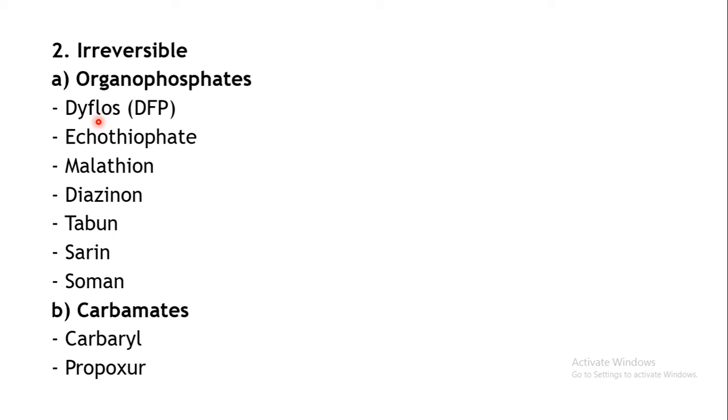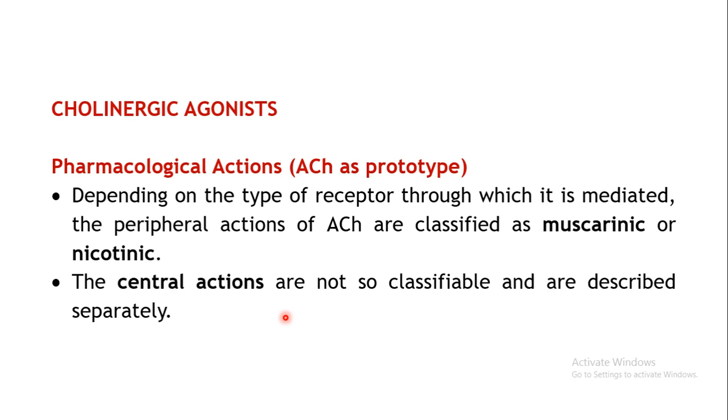So examples of organophosphates which you all must be aware of, these are mainly used as pesticides or insecticides: dyflos, ecothiopate, malathion, diazinon, tabun, sarin, soman. There are so many examples. Carbamates include carbaryl and propoxur. So irreversible inhibitors are usually of toxicological importance. Some of them have even caused harm in human beings, and some of them have also been banned. So this is with the classification.